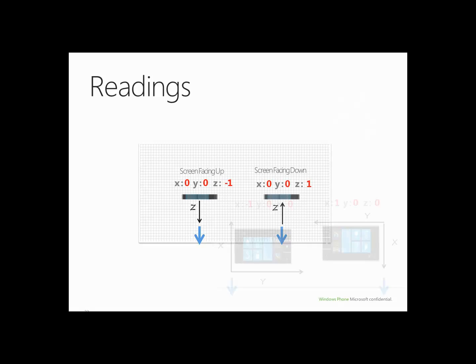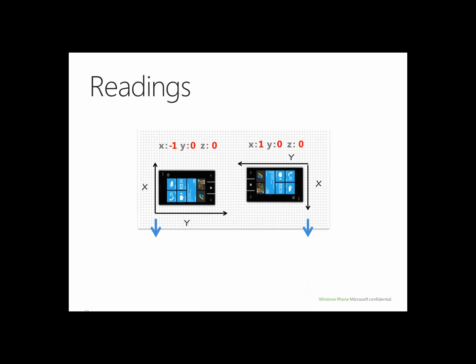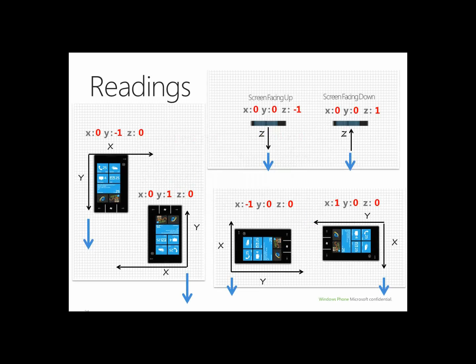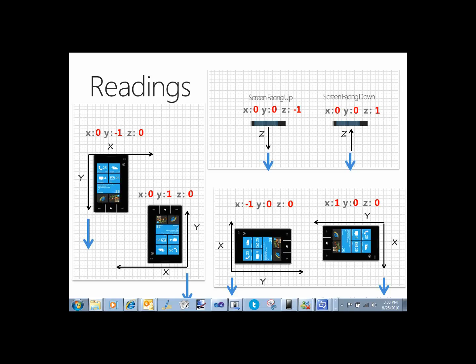And then finally, if you're holding it on its side, this is where the x-axis kicks in. So -1, 0, 0, and then +1, 0, 0. And that's really as simple as it gets. Those are the three readings you will be working with when you're working with the accelerometer. Now, let me go ahead and show you some code, and I'll talk about that a little bit more. Open up another project here.